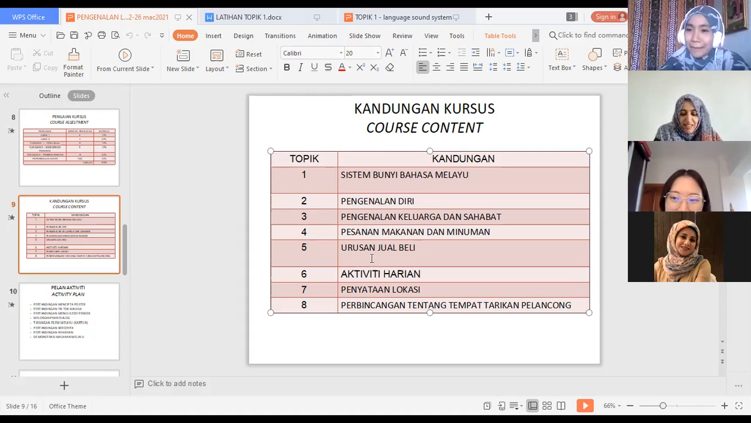Number five, what is it? Locations, something related to giving directions? Location is number seven. Number five is urusan jual beli, sale and purchase, selling and buying.